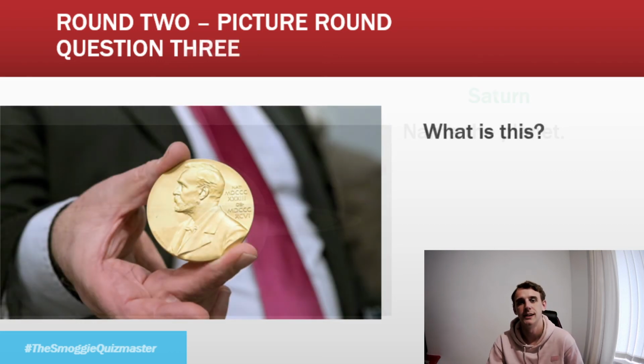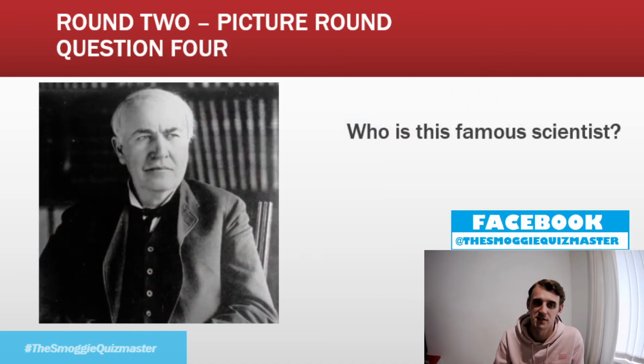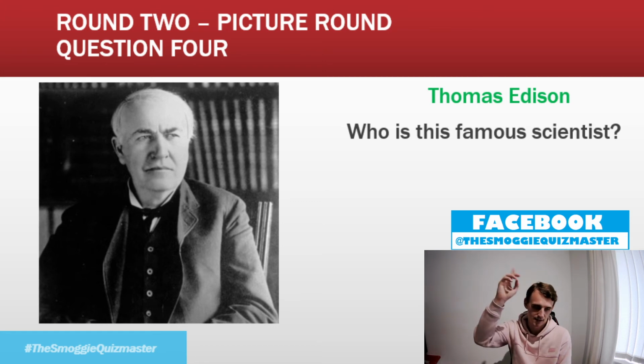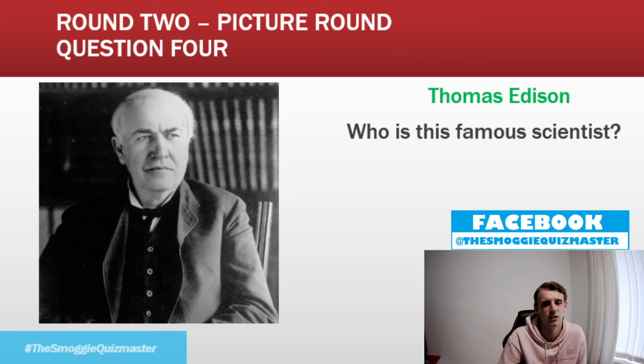Question 3, what is this? That is a Nobel Prize. That's what you receive if you get a Nobel Prize, because that is the Nobel Prize. Question 4, who is this famous scientist? That is Thomas Edison, obviously for the light bulb. I believe it was a light bulb anyway. He stole all the ideas, didn't he? I think it was him anyway. Correct me if I'm wrong.